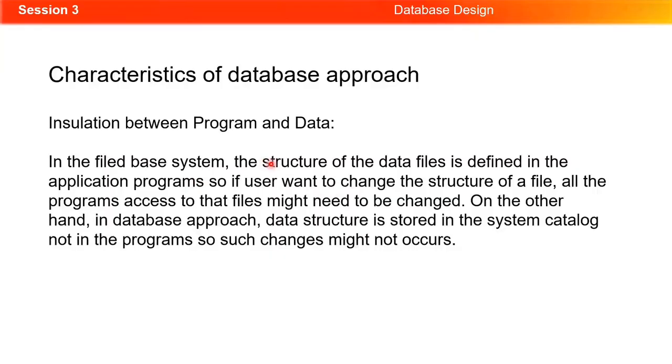And there is an insulation between the program and the data. In a file-based system, the structure of the data files is defined in all of the application programs. So if a user wants to change the structure of a file, all the programs that access those files may need to be updated. On the other hand, in the database approach, we use a data structured way to store it as a system catalog. That way, all programs will still access the data in the same way in which they were configured to access the data.